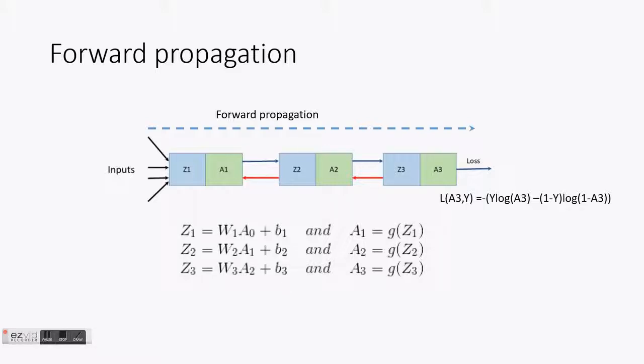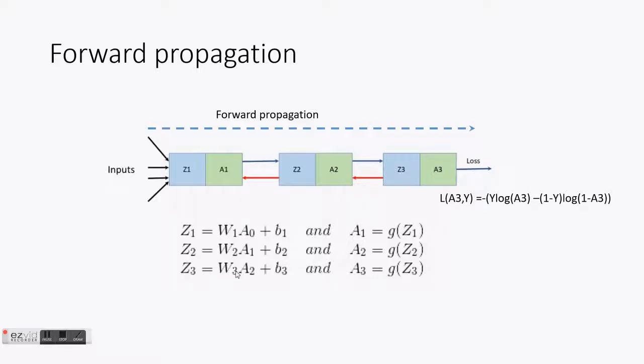Since we want to derive the generalized form for an L-layer neural network, we don't specify what our activation function is. It could be anything: a tanh, a ReLU, a leaky ReLU, or a sigmoid. Then Z2 is equal to W2, the weight in this layer, multiplied by the input from the previous layer, which is the activation A1, plus B2, and A2 is again some activation function G of Z2.